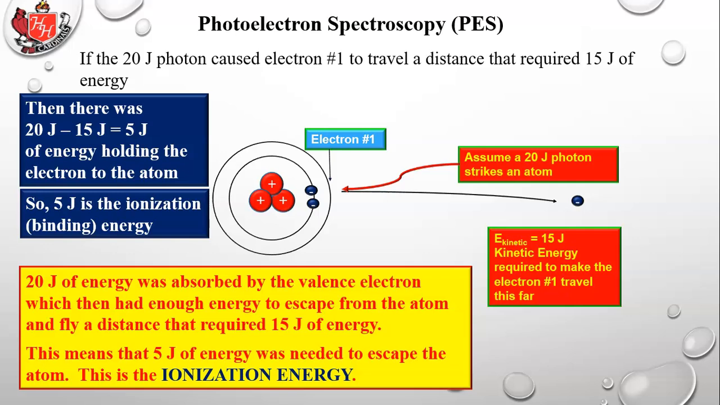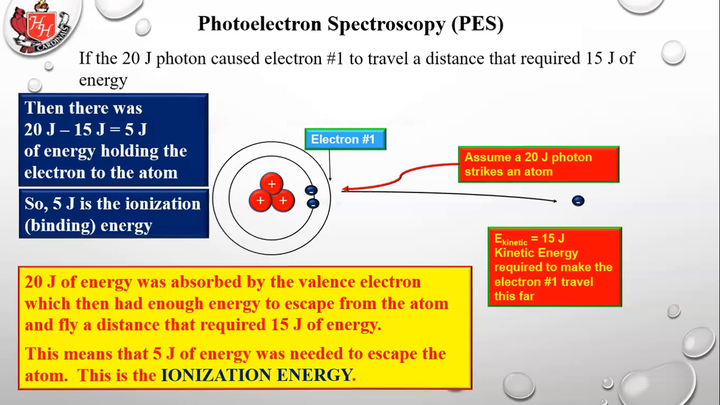20 joules of energy was absorbed by the valence electron, which then had enough energy to escape from the atom and fly a distance that required 15 joules of energy. This means that 5 joules of energy was needed to escape the atom. This is the ionization energy. So that's what photoelectron spectroscopy does.